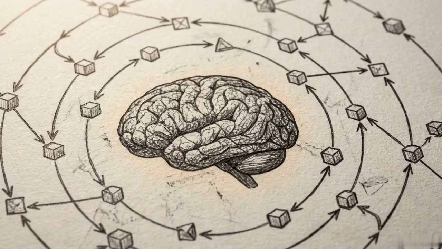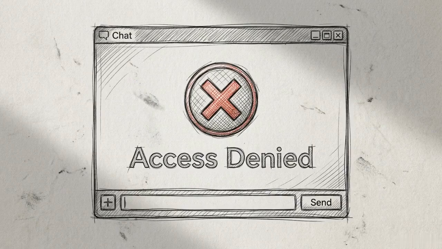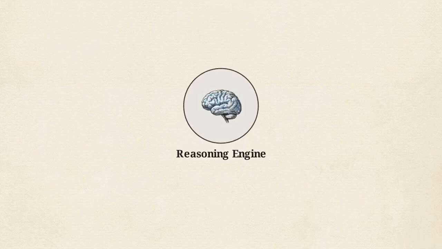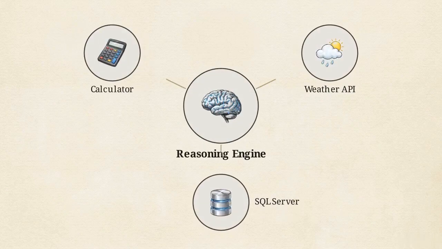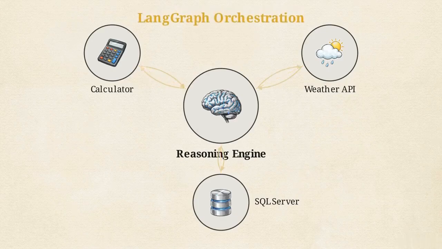A standard large language model is limited by its training data. It has a massive vocabulary and excellent reasoning skills, but it is isolated, unable to fetch real-time data, update a database, or execute code on its own. An AI agent combines the LLM's reasoning engine with functional external tools. The central brain reaches out to a calculator, weather API, or SQL server.